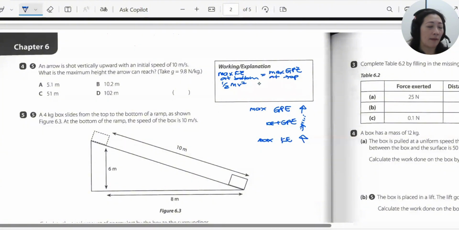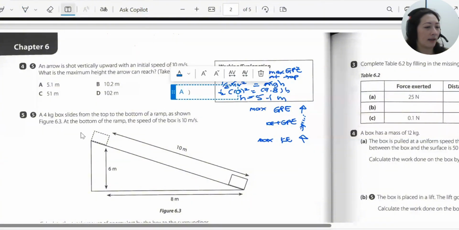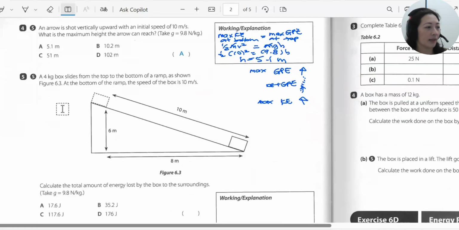Kinetic energy formula is half mv squared, so I'll put that on the left side. And gravitational potential energy equation is mgh, which I'll put on the right side. So you can cut m, and then we substitute v as 10, g is 9.8, h is unknown. When we work this out, you should get 5.1 meters. So that's why the answer here is A. That's what I'm going to write in the bracket here. The answer is A. So that's how you get the answer for question 4.